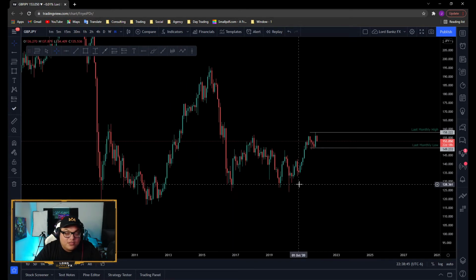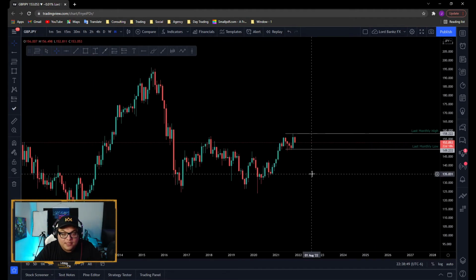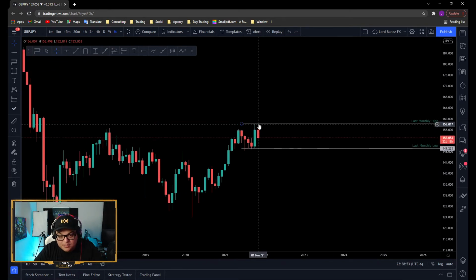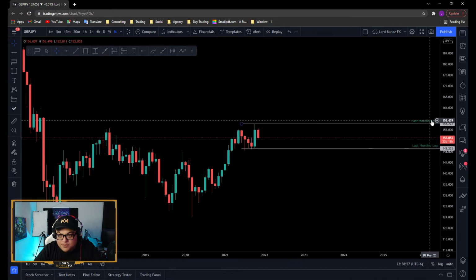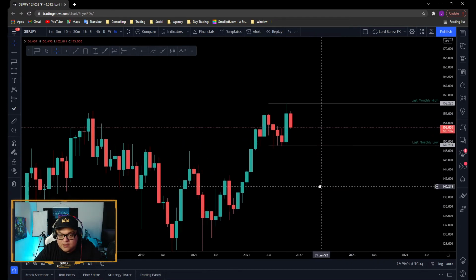We're going to go ahead and start on GBPJPY, looking at the monthly. I kind of already started marking it up here. What we want to pay attention to is the price: what it was last month, the high last month, the low last month. And then read the story, right?